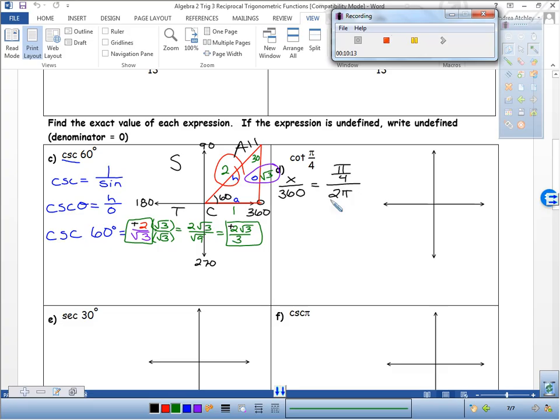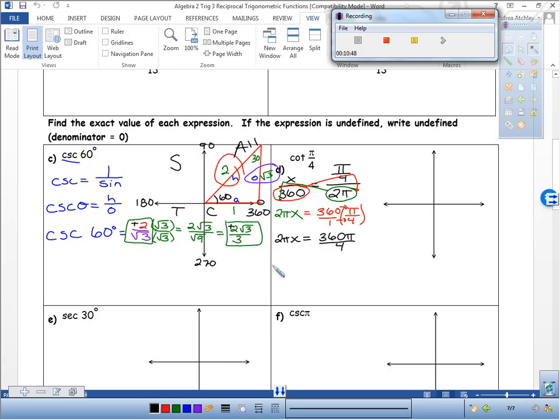We're going to cross multiply. 2 pi times x gives me 2 pi x. And then 360 times pi over 4 gives me 360 over 1 times pi over 4. Just multiply straight across. And you're going to get 2 pi x equals 360 times pi is 360 pi, and 1 times 4 is 4.